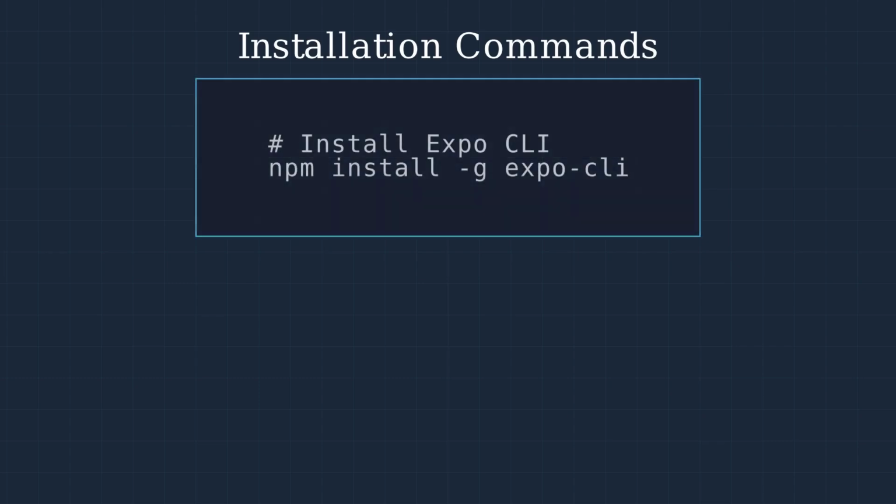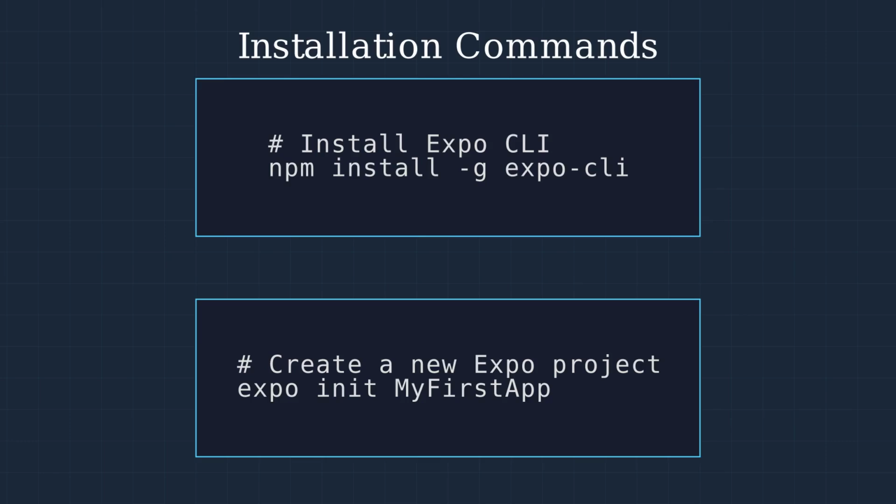For Expo CLI, first install it globally using npm install -g expo-cli. Then create a new project with expo init, followed by your app name. For React Native CLI, you can use npx react-native init followed by your app name.